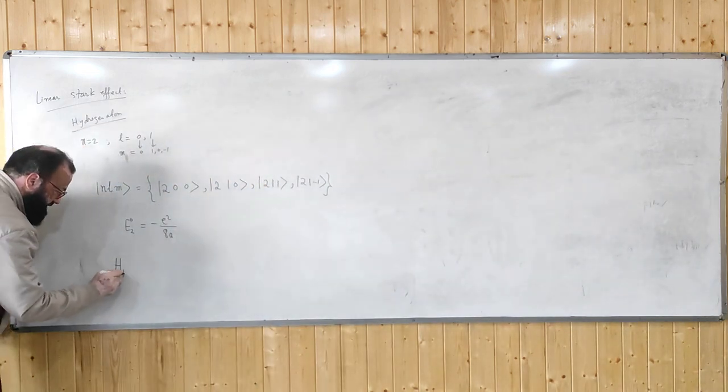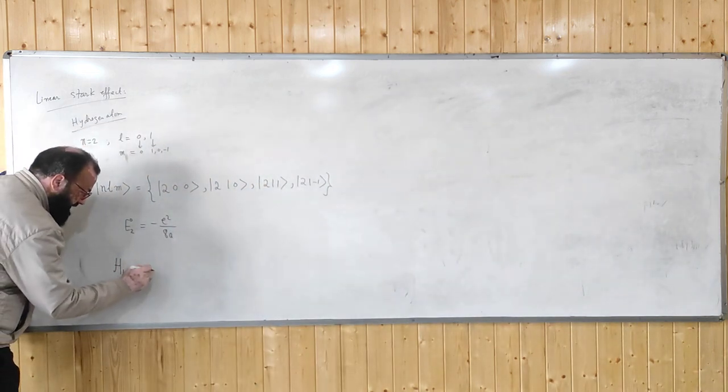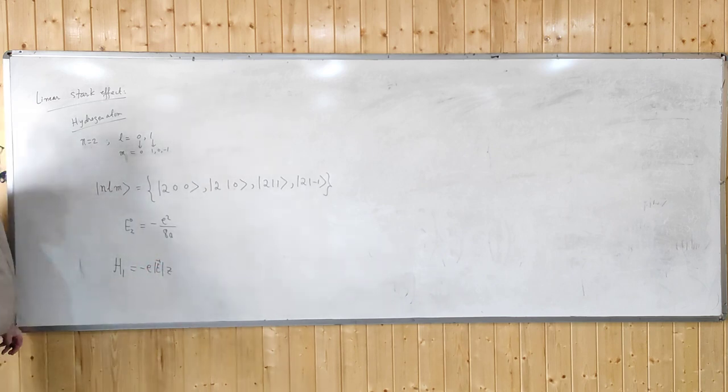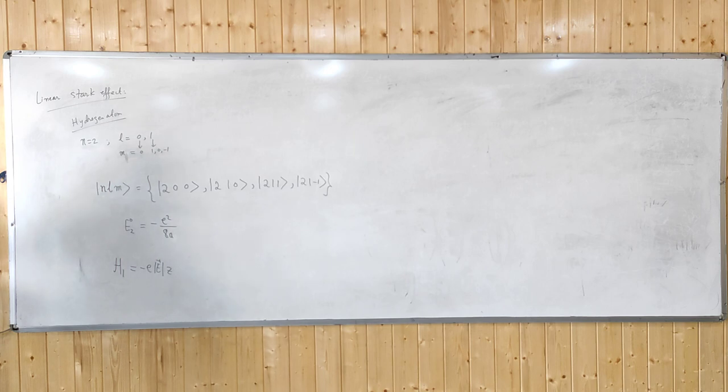Let me consider the electric field, of magnitude E, along the Z direction. So I'm applying the electric field along which direction? Z direction. Now if you take the Hamiltonian of the hydrogen atom, that commutes with this. So you don't have a problem with the basis. You use the same kind of basis.